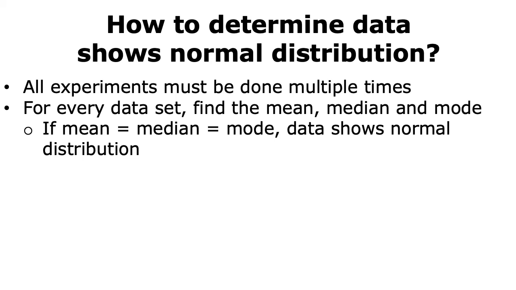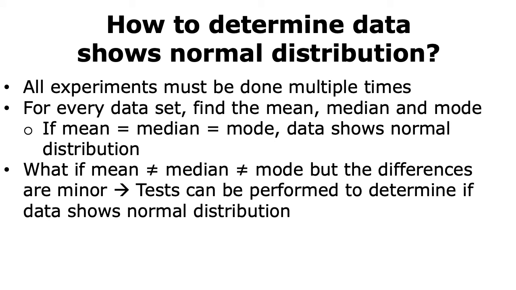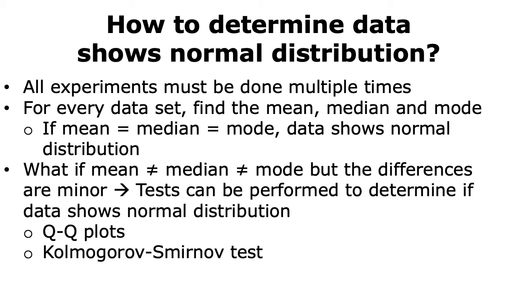However, there are going to be many instances where the mean or the median and the mode are not equal to one another. And these differences could be minor. So how do you determine then whether the data shows normal distribution? In such scenarios, there are additional tests that can be performed, including QQ plots, the Kolmogorov-Smirnov test, and the Shapiro-Wilk test. And all these tests can be used to determine if the data shows normal distribution.